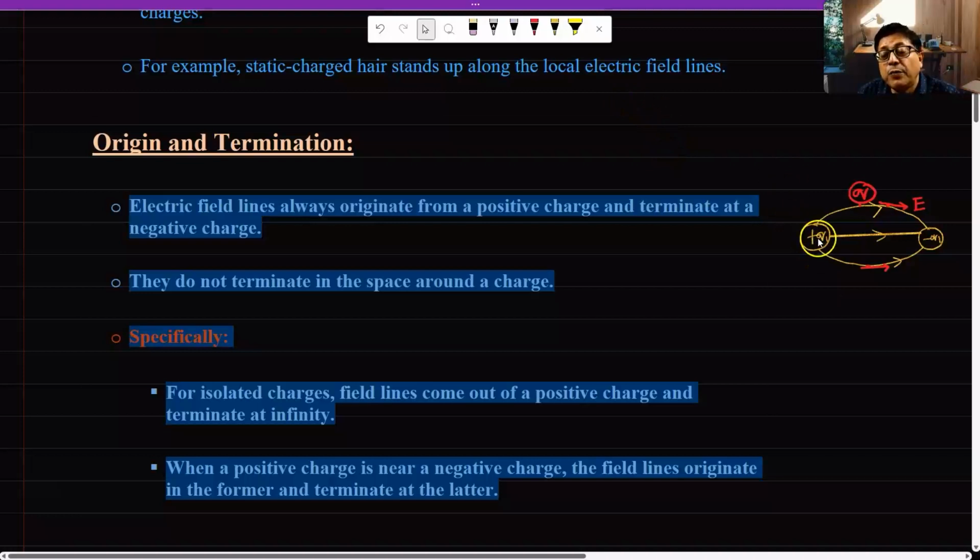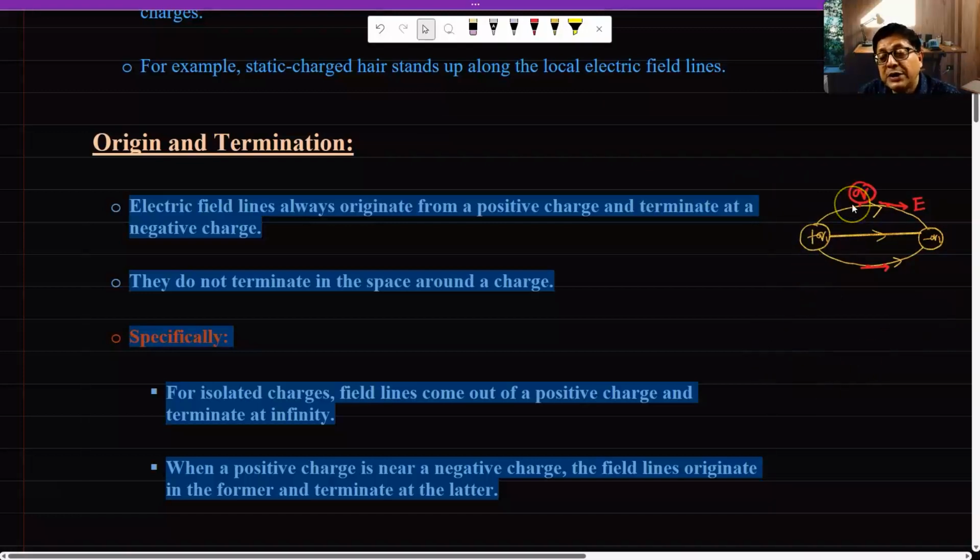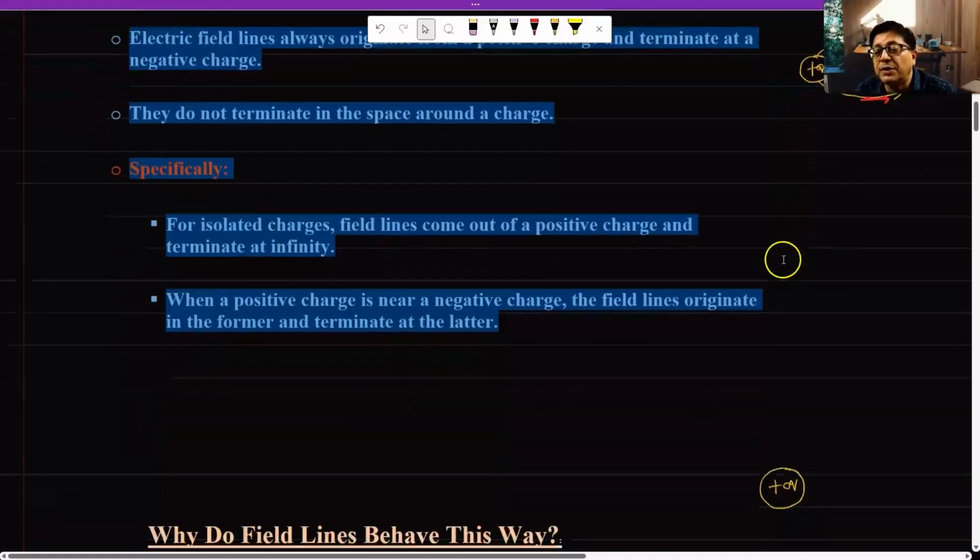Field line will go from positive to negative charge because, by definition, a positive charge will move along the field line if it is free to do so. So it will always go from plus Q1 to minus Q1. That's why the field line also will be directed from plus Q1 to minus Q1.